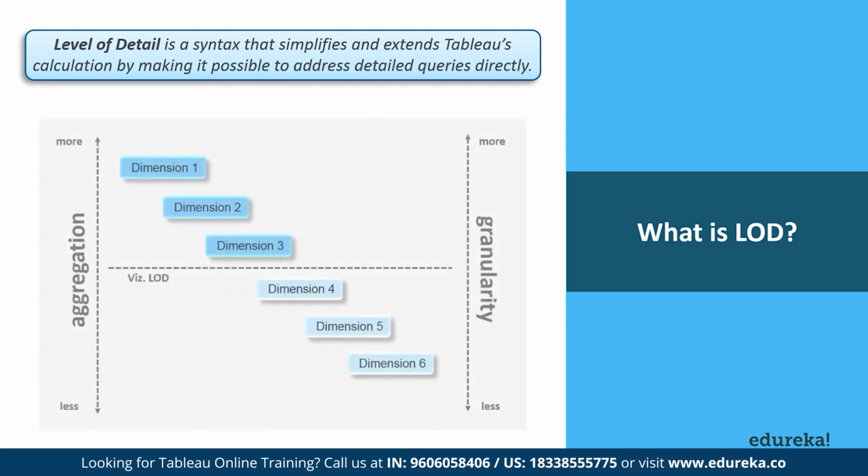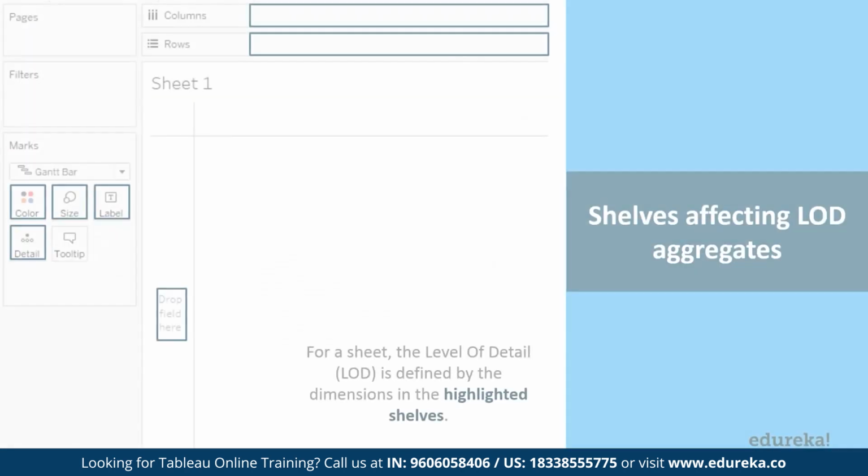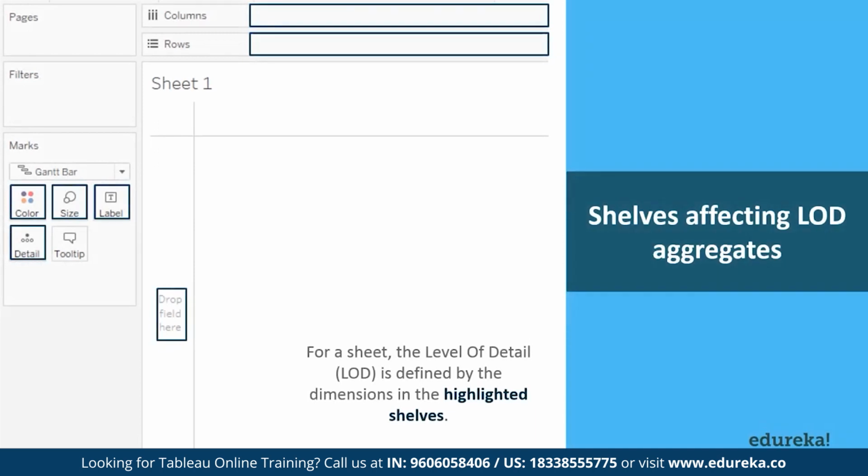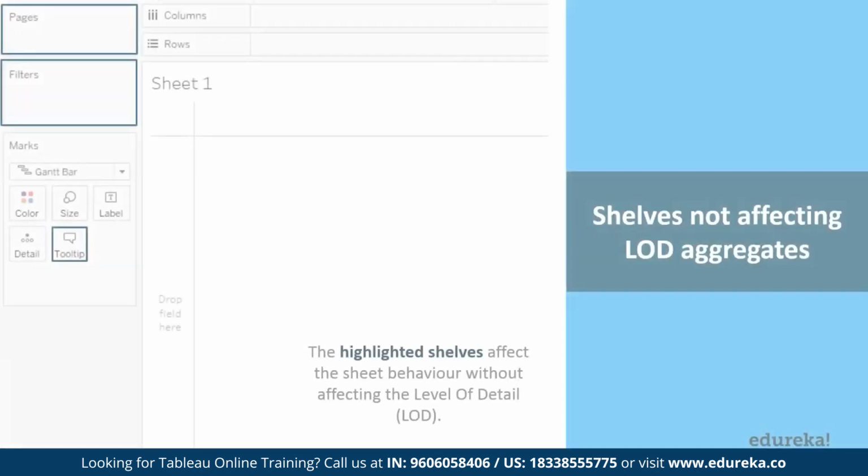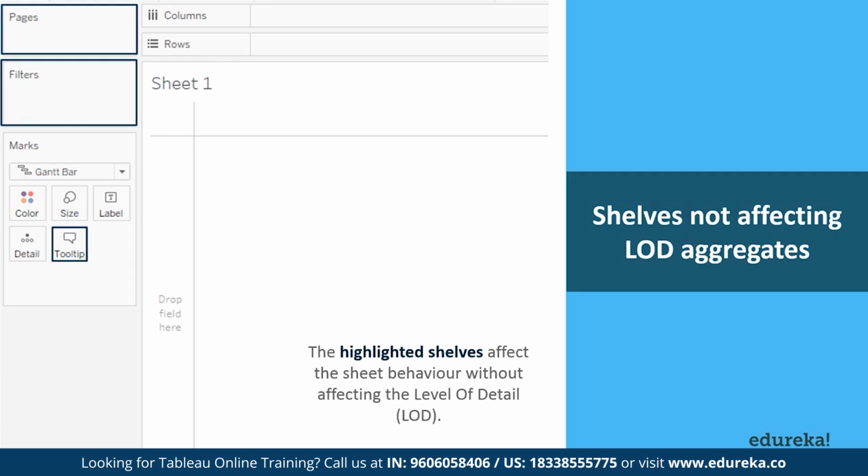Now granularity and aggregations in LOD are inversely proportional to each other. How it works is, the more the level of granularity, the less is the level of aggregation, and vice versa. So here are the shelves which affect your LOD aggregates. You have your columns, rows, pretty much everything except for your pages and filter shelf. And these are the shelves which do not affect your LOD aggregates. These are your pages, filters, and tooltip.